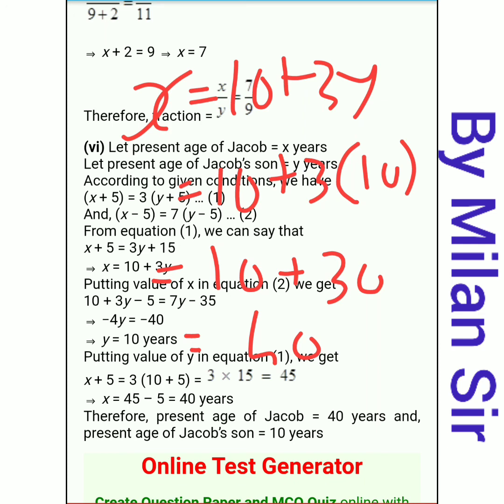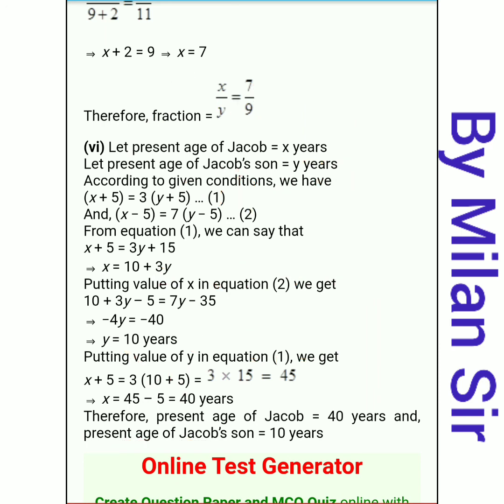So at last we need to write the present age of Jacob, it is 40 years, and the present age of his son is 10 years. Right? Present age of Jacob, that means x, is 40 years, and the present age of Jacob's son, it is y, is 10 years. Okay, so here our exercise 3.3 is complete.